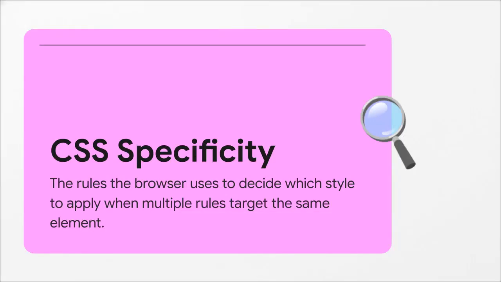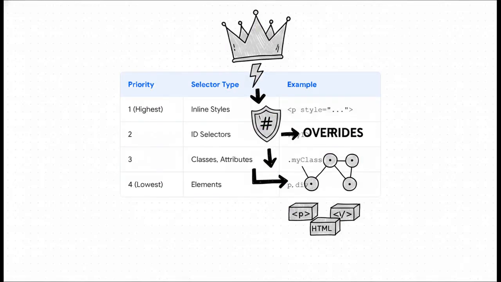So, what is CSS specificity? Well, if you have 2 different style rules targeting the same element, how does the browser decide which one to apply? It uses the rules of specificity. It's kind of like a VIP entry list. Some selectors just have a higher priority than others. And here is that hierarchy.